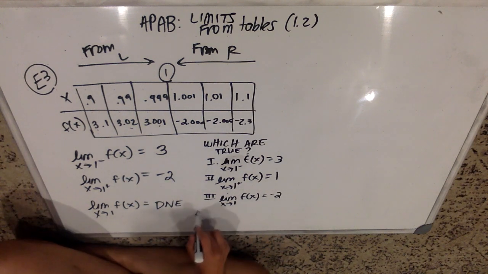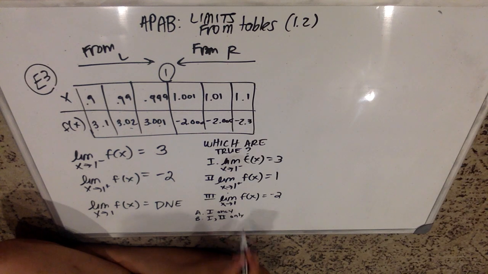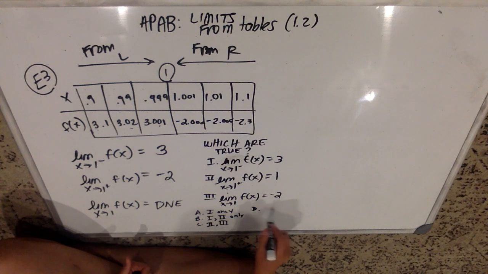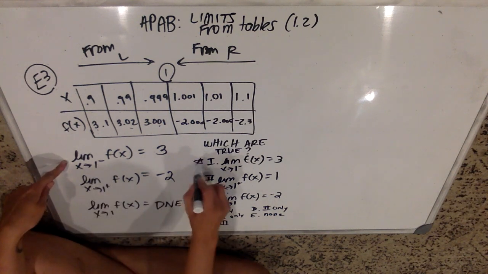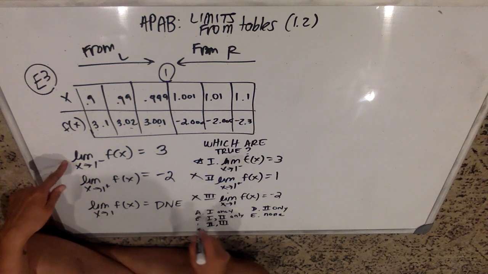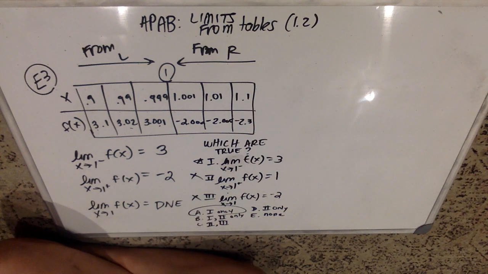And then they'd give you a situation where A was 1 only, and B was 1 and 2 only, and C was 2 and 3 only, and D is 2 only, and E is none or something, right? So they might give you this multiple choice situation. Now we know that this one's true, and this one would be false, and this one would also be false, so the answer would be 1 only. But that's the way I expect you'd see it on an AP.